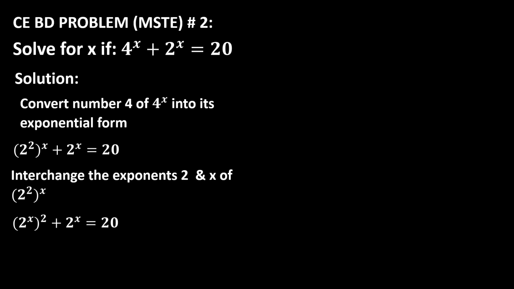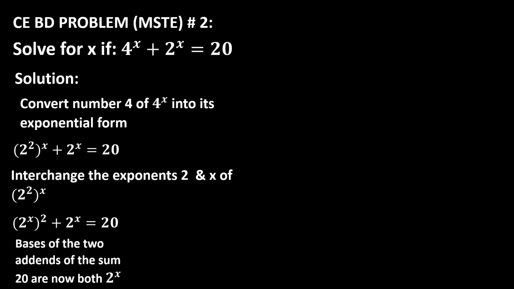After the interchange, we have a new format of our equation, and we can read it as 2 to the x, in parentheses, raised to the second power, plus 2 to the x equals 20. And as we can see now, the bases of the two addends of the sum 20 are both 2 to the x. Let us now assign a variable for the value of 2 to the x. And let us assume that 2 to the x is equal to y.